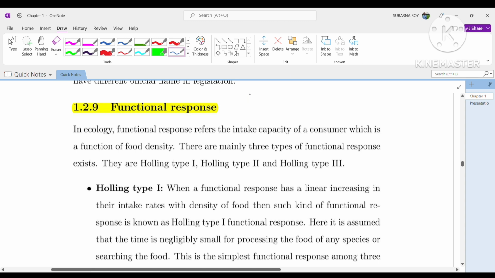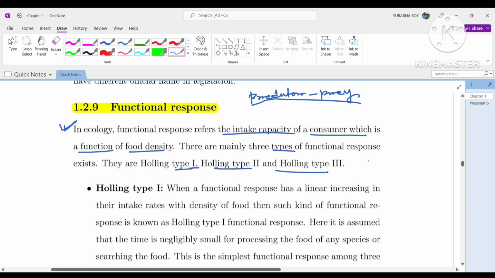In the predator-prey model, functional response is a key term. In ecology, functional response refers to the intake capacity of a consumer, which is a function of food density. There are mainly three types of functional response, called Holling type 1, type 2 and type 3, and also Holling type 4. And many other functional responses are there, which we will discuss later.